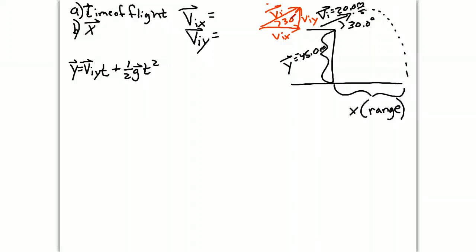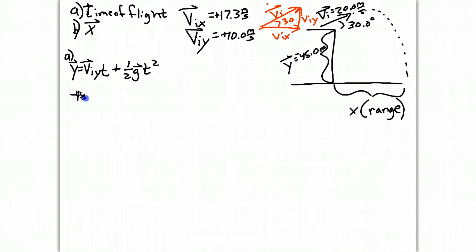So the initial components are 17.3 meters per second in the x direction, and I believe 10.0 meters per second in the y direction. Both are going to be positive, and VIX should be bigger because it's only a 30-degree angle. Anything less than 45 degrees will have a larger x value than y value. Okay, so let's go ahead and plug in the stuff for part A using the quadratic equation.